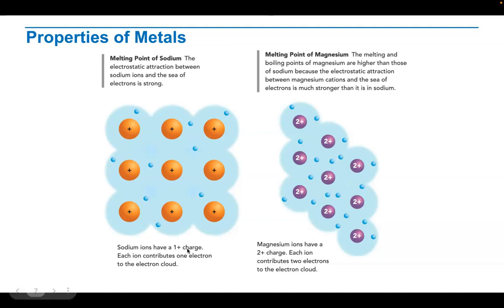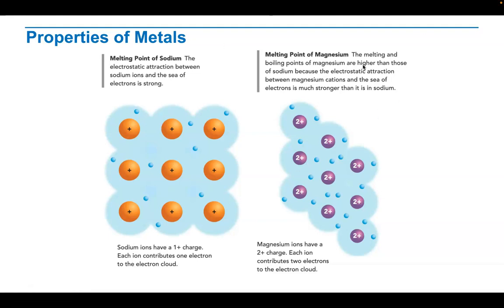So here I have a diagram of sodium metal and a diagram of magnesium metal. As we know, sodium has one valence electron, whereas magnesium metal has two valence electrons. So in sodium, the electrostatic attraction between our sodium ions and the sea of electrons is strong, and each ion contributes one electron to the cloud. But sodium has a melting point around 100 degrees Celsius.